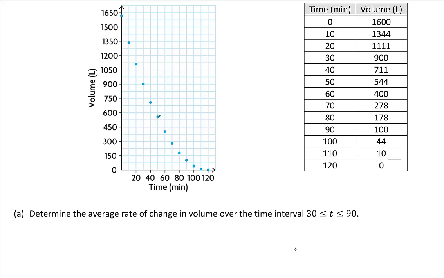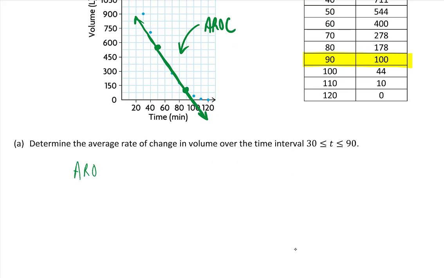Here's 30, and here's 90. So we're looking for the average rate of change, or the slope of this secant line. So our points here are (30, 900) and (90, 100). So the average rate of change is equal to, in this case, delta V over delta t, the change in the y values, or the change in volume divided by the change in time.